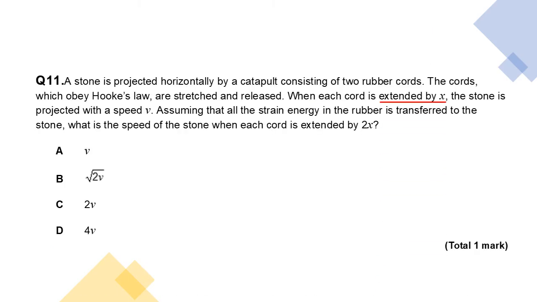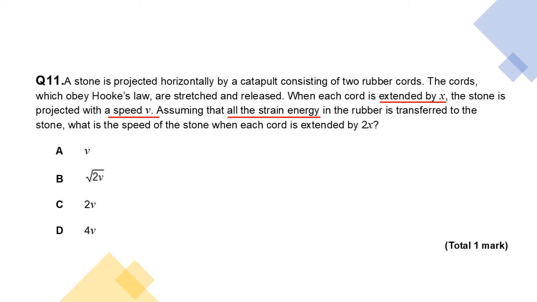Moving on to question 11. So a stone is projected. When each chord is extended by x, the stone is projected with a speed v. Assuming all the strain energy is transferred to the stone. So all the strain energy is getting converted into kinetic energy. What is the speed of the stone if the chord extends by 2x?